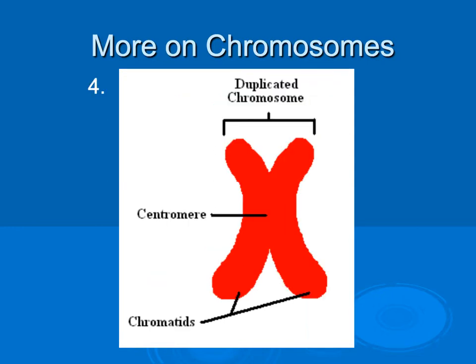Now, here is a duplicated chromosome. And notice that there are two mirror images together. So here is one mirror image, here is the other mirror image, and it's basically two copies of the same DNA. And they are linked together here in the middle by something called the centromere. And when there are two of them, these are now each called chromatids. So right here is one chromatid, and here is the second chromatid.